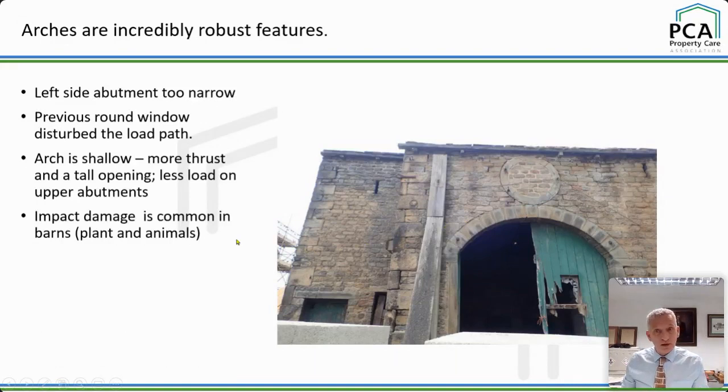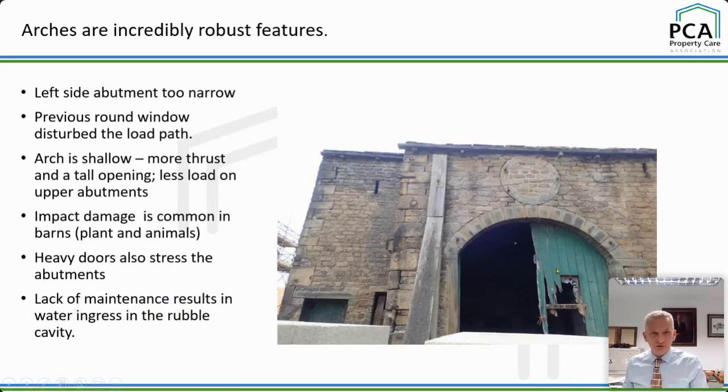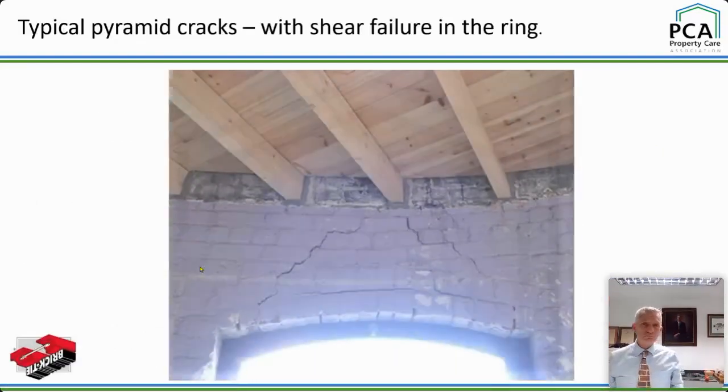Impact damage is common in barns, right? Not just the tractors, but big animals and things. Heavy doors flapping about in the wind are putting loads of stress into the joints. And, of course, lack of maintenance. Farmers are busy, they work like dogs. It's a thankless task being a farmer, but they haven't got time for maintenance.